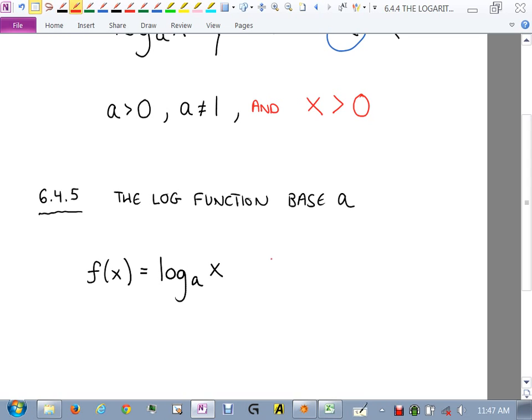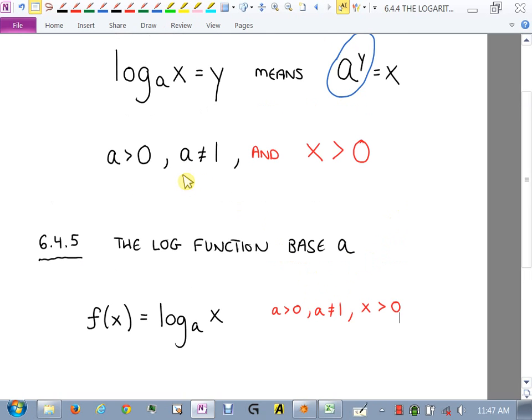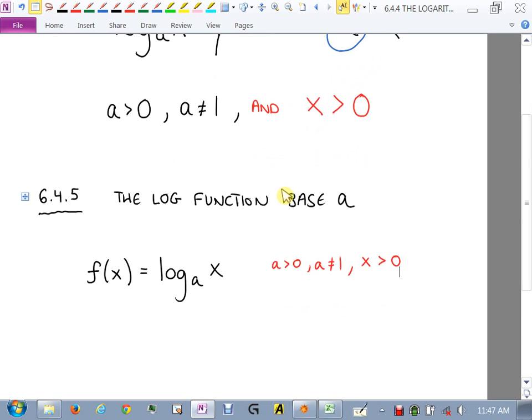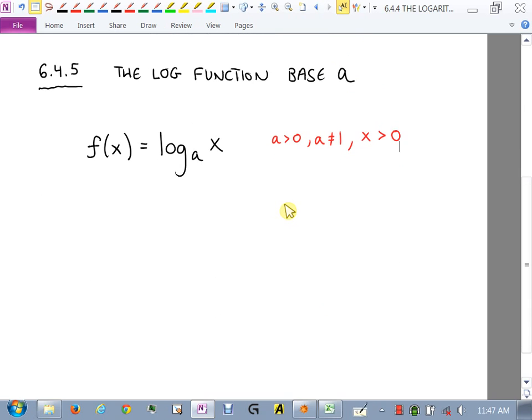Now we have all the restrictions. A must be positive, A can't be 1, and the new additional thing, x has to be bigger than 0. The reason these restrictions are here is that they're the restrictions we have for any log. This is the log function base A. So here's a specific example of a logarithmic function. How about the function f of x equals log base 2 of x? I wonder what the graph of this looks like.